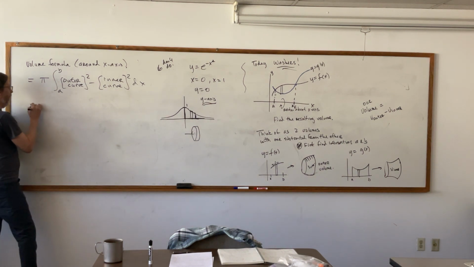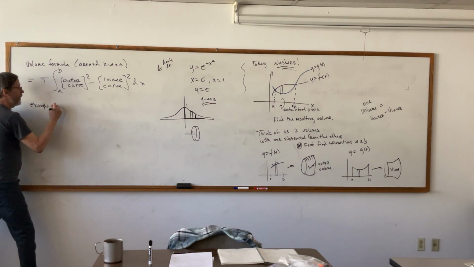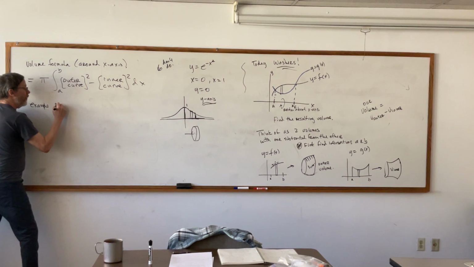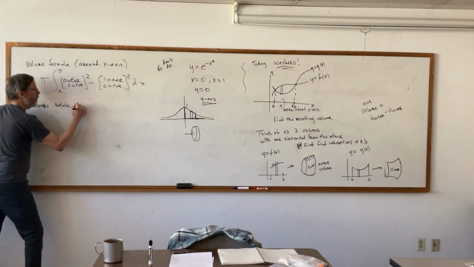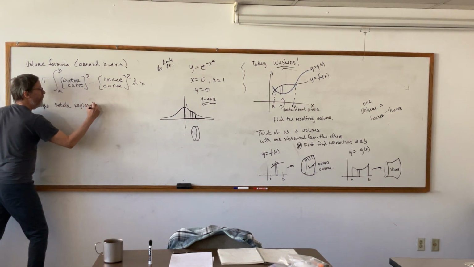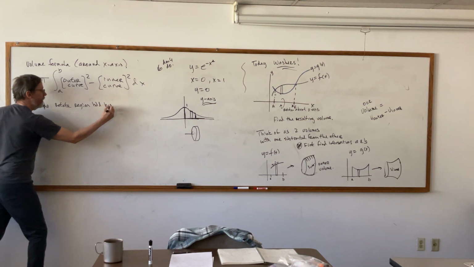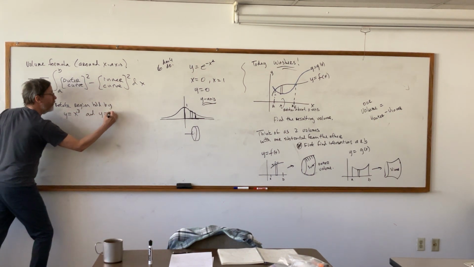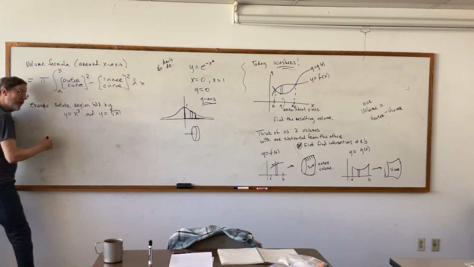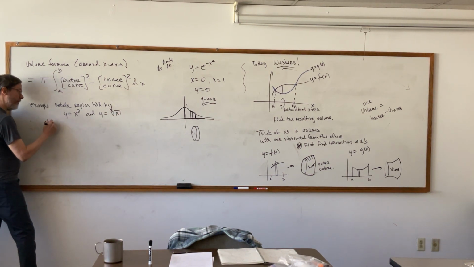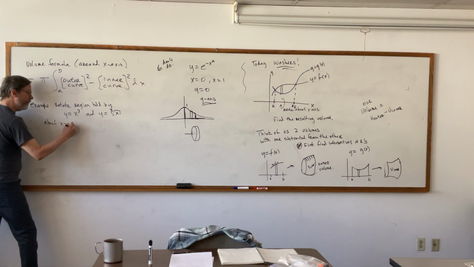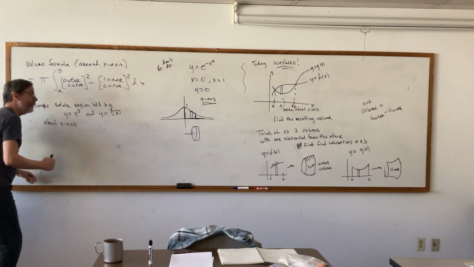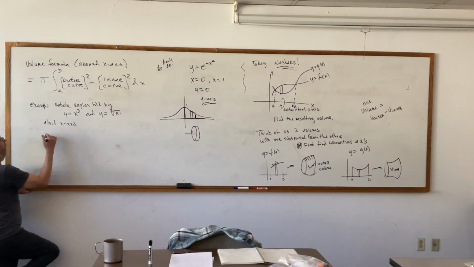So let's do a quick example. Rotate the region bounded by y equals x cubed and y equals cube root of x about the x-axis, and then find the resulting volume.